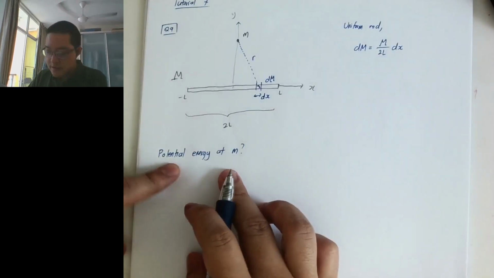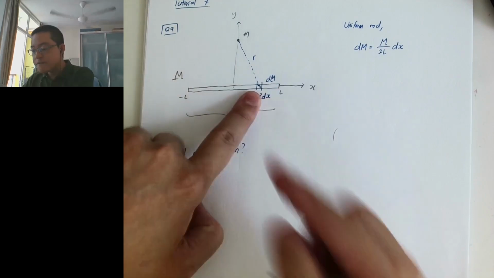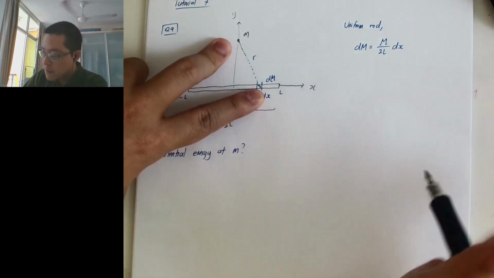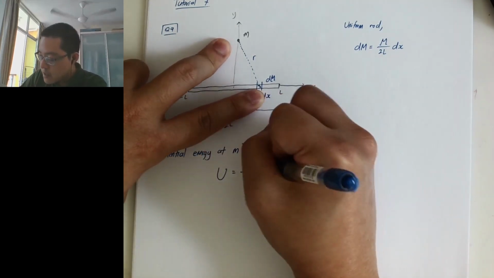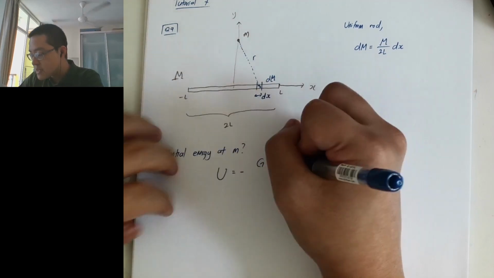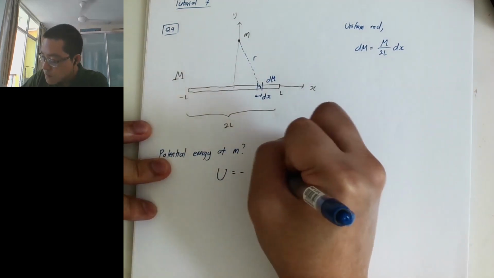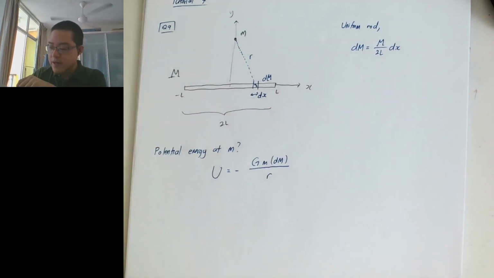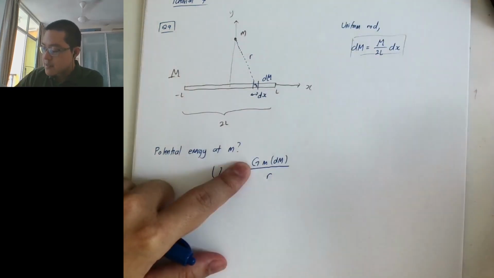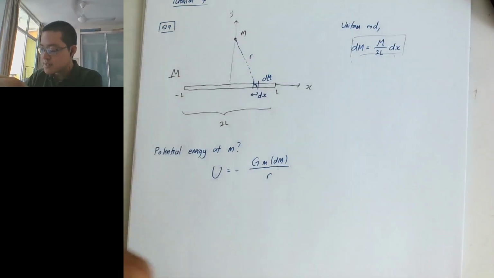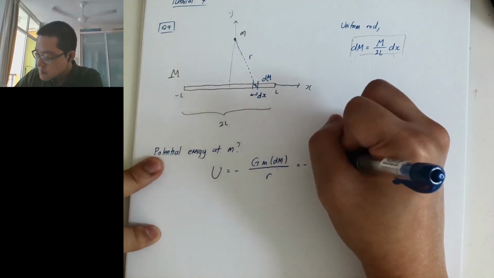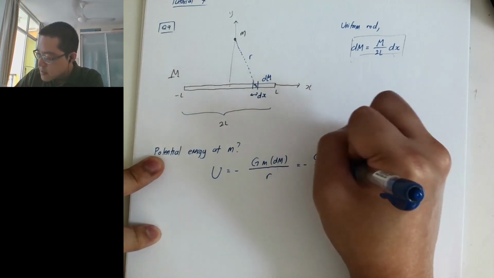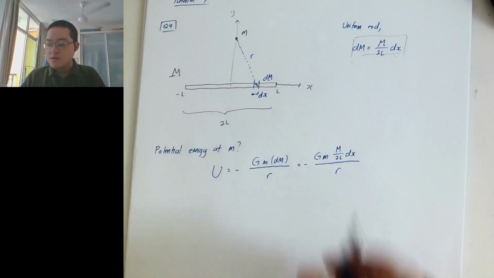Because the formula to calculate potential energy, if the gravitating source is this piece at this distance, is given by G times this mass over the distance, right? And everyone should be convinced that dm is given by this formula, so I put this inside here. So m over 2L dx divided by r. I substituted this already.